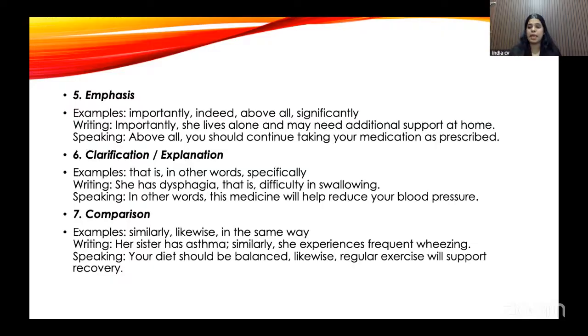Even while speaking, we can say your diet should be balanced. Likewise, regular exercise will support recovery. So I hope you are understanding, everyone, what we are doing here with the different functions of connectors. So all these connectors are extremely vital for your writing and speaking to improve yourself.